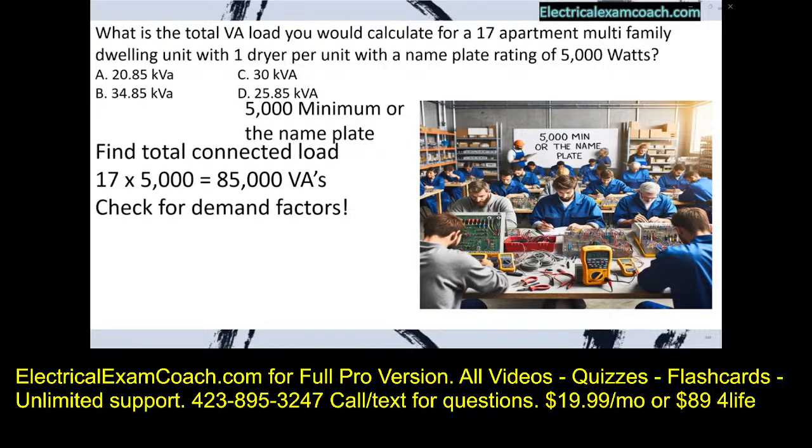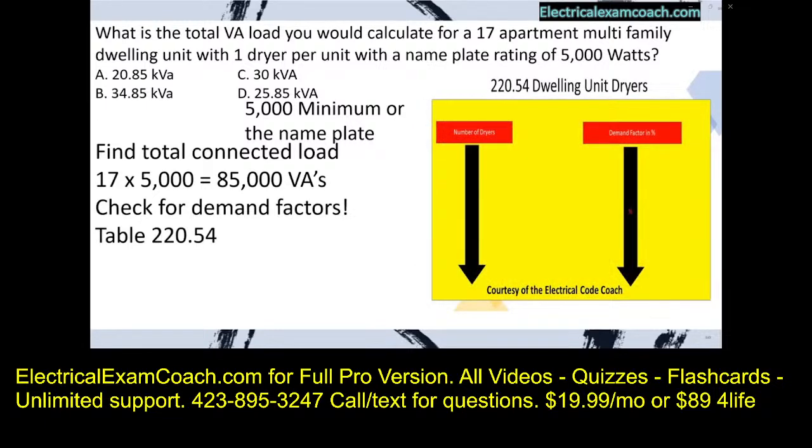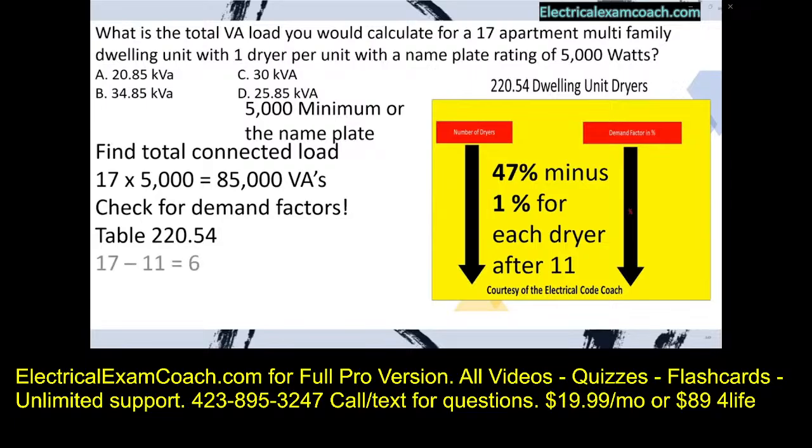Now, let's check for demand factors. When we get to table 220.54, we're going to find that it's a 47% base minus 1% for each dryer past 11. So what we do is first have to figure out how many dryers we are past 11. We have 17 dryers minus the 11 base, and that lets us know that we're 6 past 11. What this code is stating is that 47% was our base multiplier, and then we're going to minus 1% for each one that we are past 11. We were 6 past 11, so we're going to take our 47% base minus 6, and that's going to give us a new demand factor of 41%.